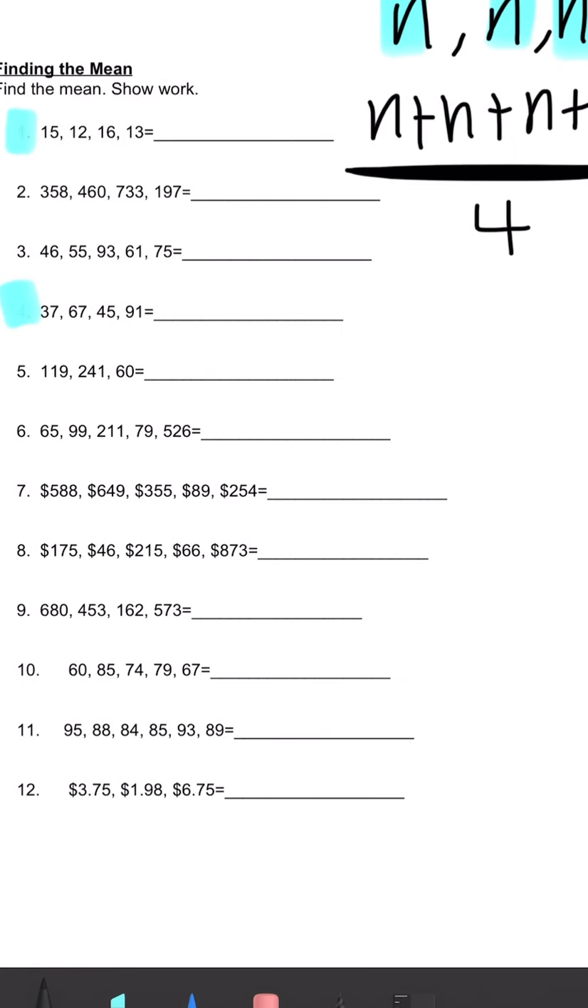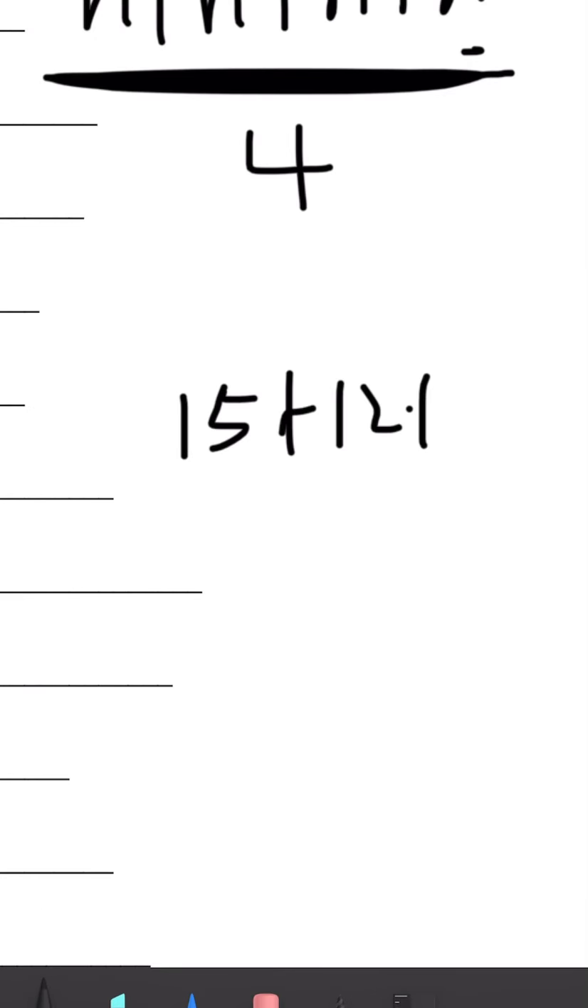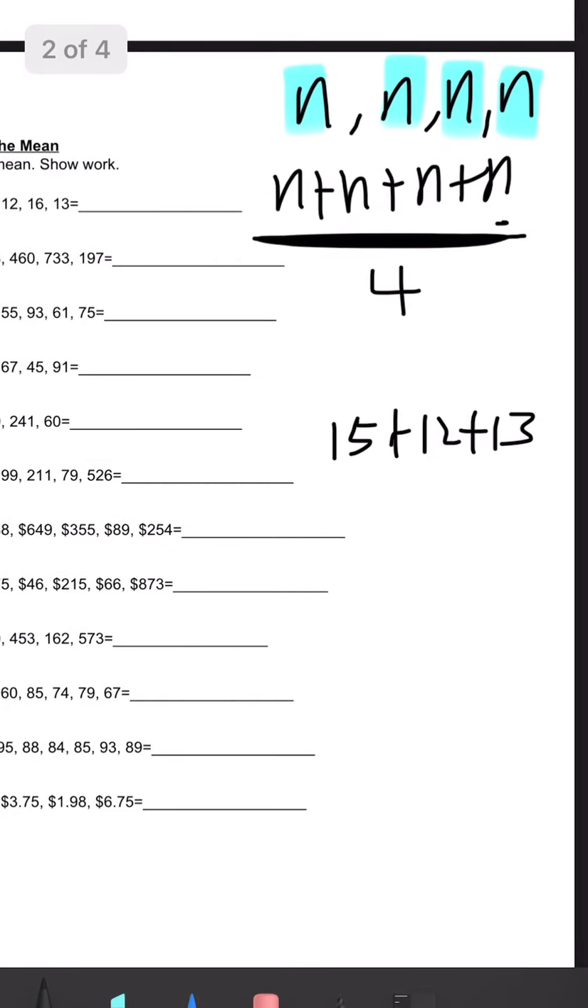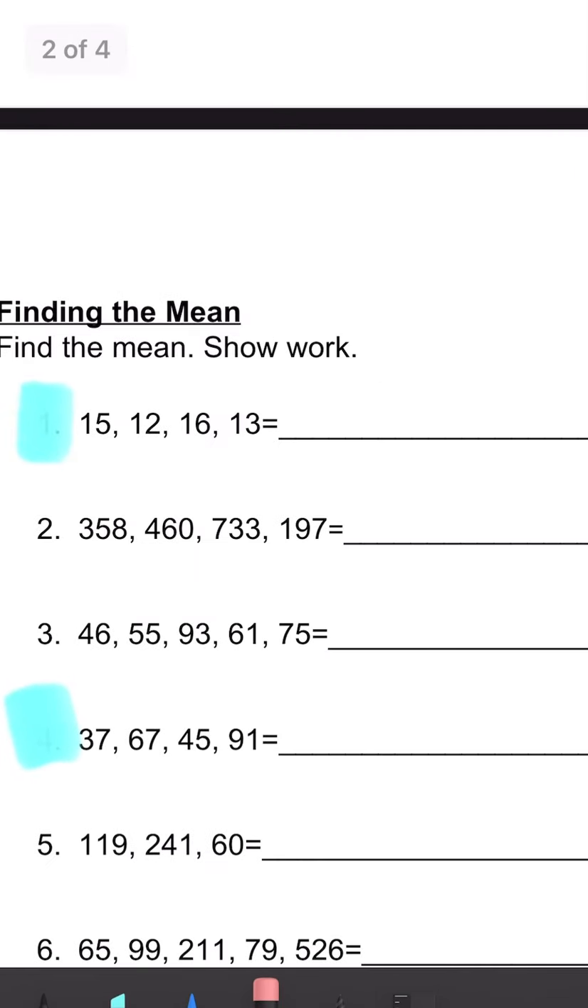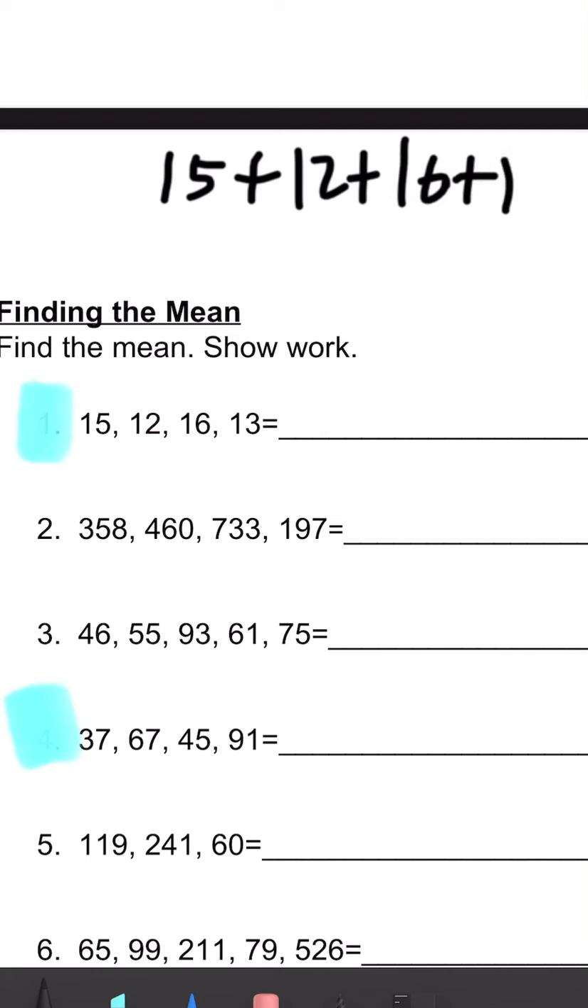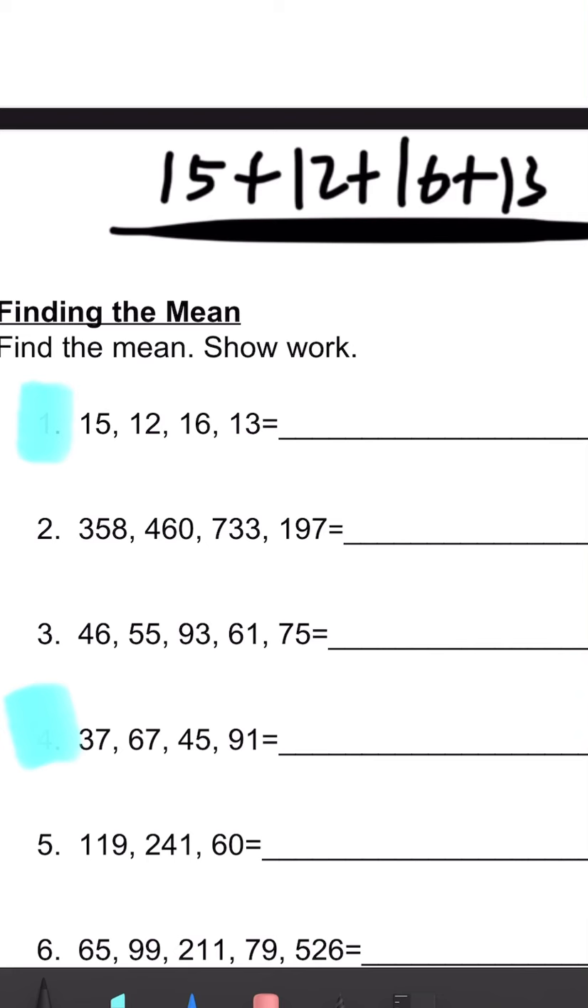Let's go ahead and try number 1. 15 plus 12 plus 16 plus 13 divided by, we see that there are 4 total numbers, so we'll divide by 4. And once you add all of that up and divide, your answer should be 14.